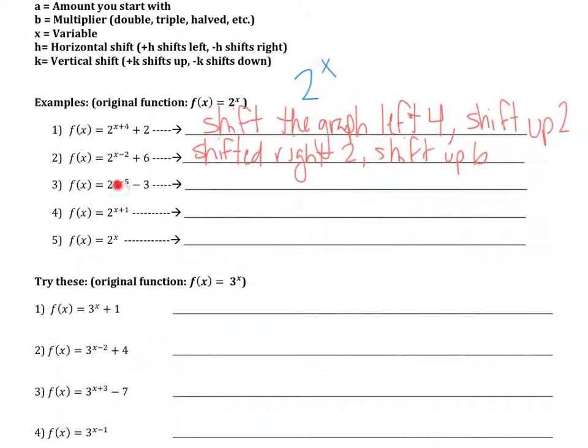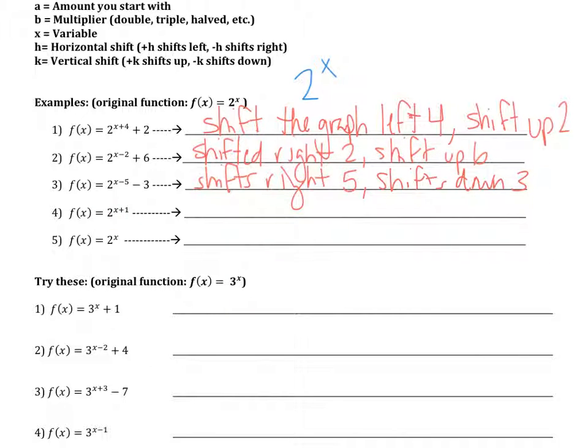Here they have a -5 as H and a -3 as K. The negative for H up here means it shifts right. So it shifts right 5. And since the K is -3, that means it shifts down 3. Sorry for the handwriting.